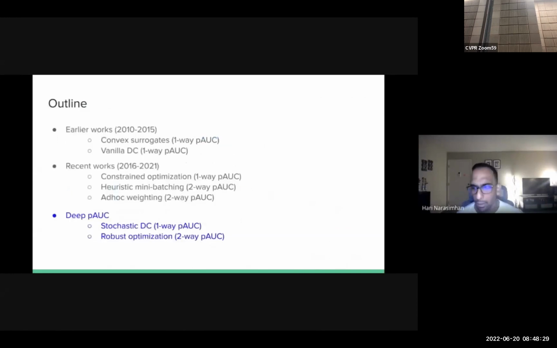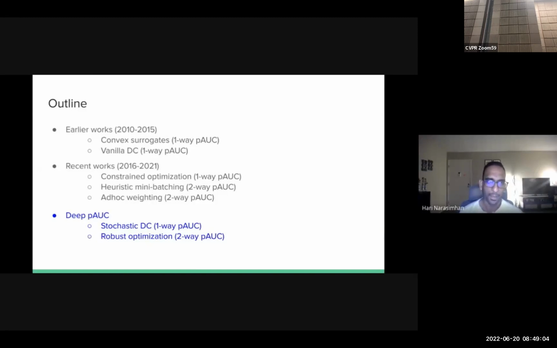Okay, so we've broadly covered three different recent approaches for partial AUC maximization. One was based on constraint optimization, which was mainly focused on one-way partial AUC. Then we saw that we could apply a heuristic mini-batching approach, which did not come with theoretical guarantees, and a slightly more principled approach based on weighting the pairwise surrogate loss. And the latter two approaches apply to the two-way partial AUC and in turn also to the one-way partial AUC method.